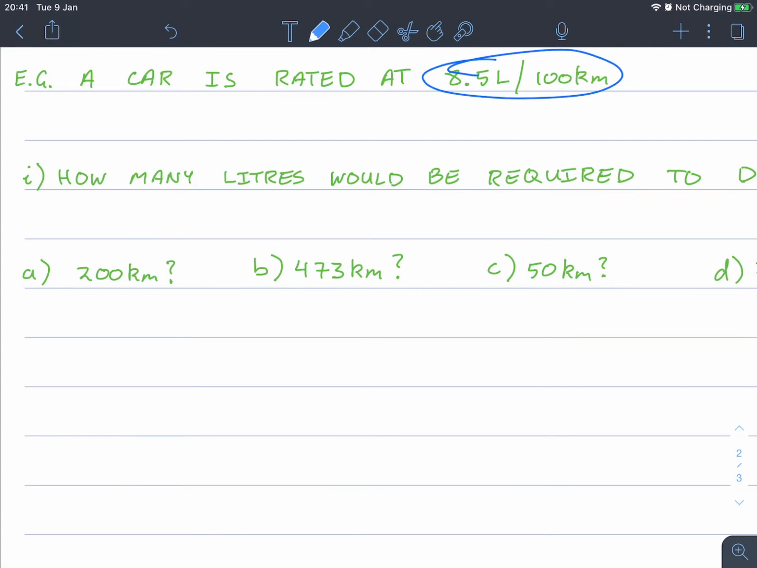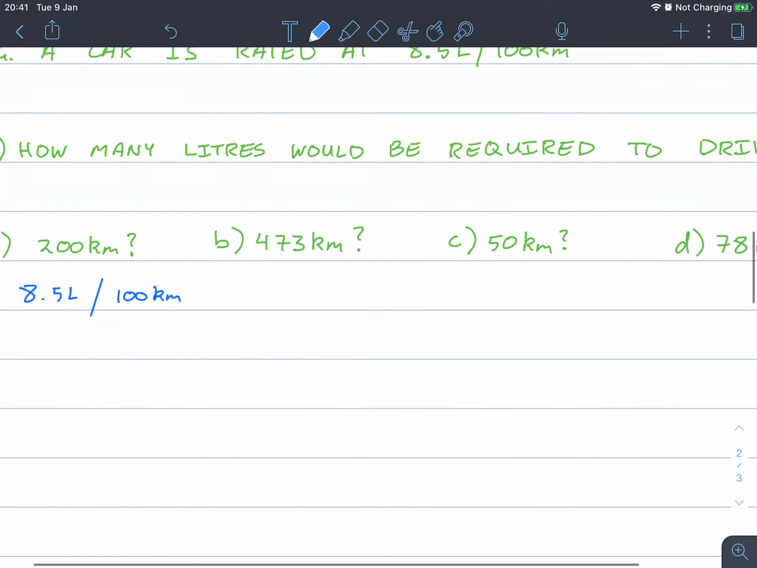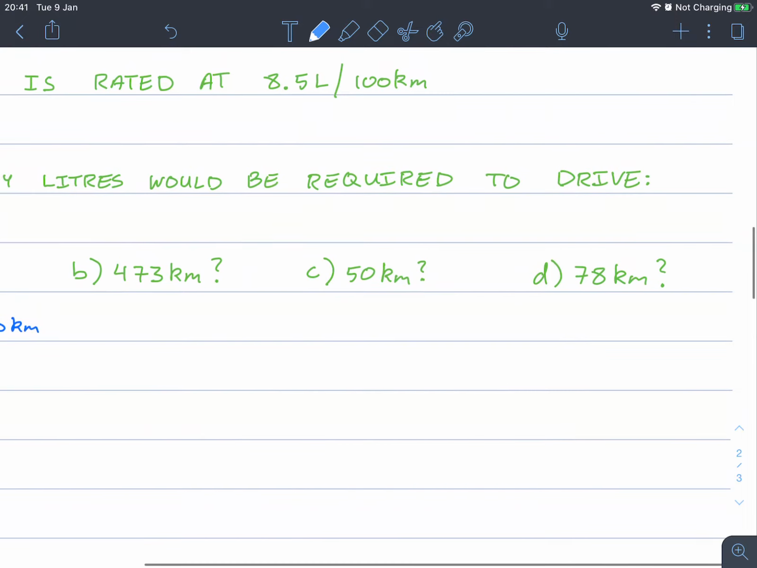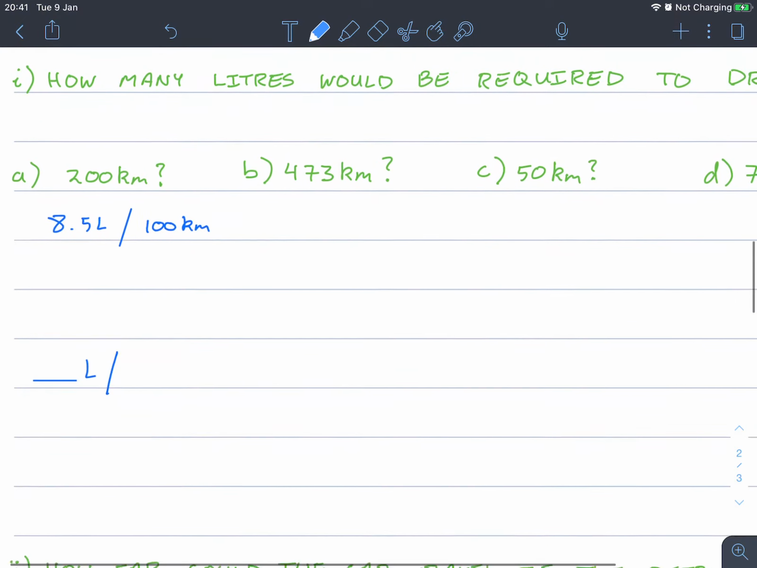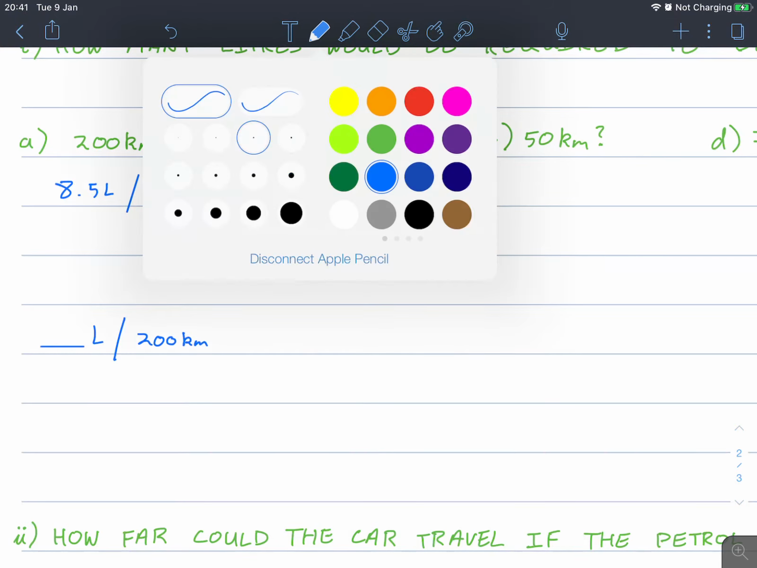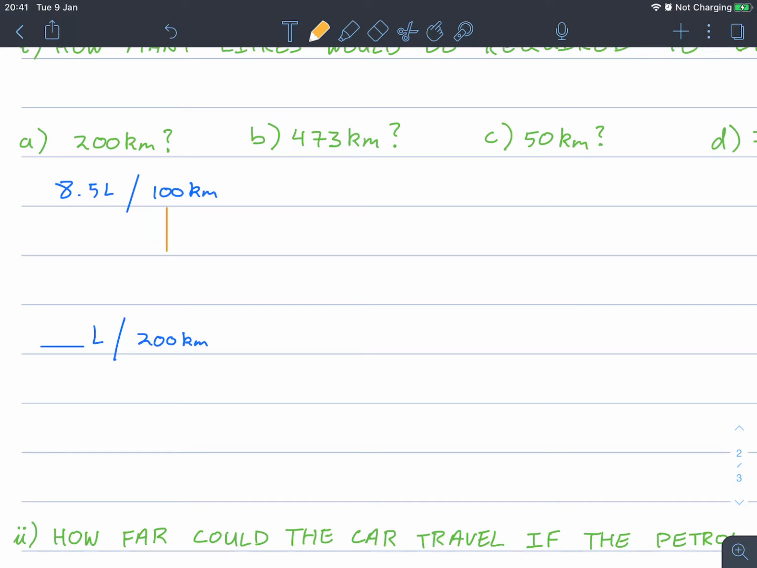So let's start off with the information that we've been given. 8.5 liters per 100 kilometers. So how many liters is required to drive this distance? In this case, we're given 200 kilometers. In this instance, it's very easy to see. For 100 to become 200, we multiply by 2. Multiply by 2 as well.